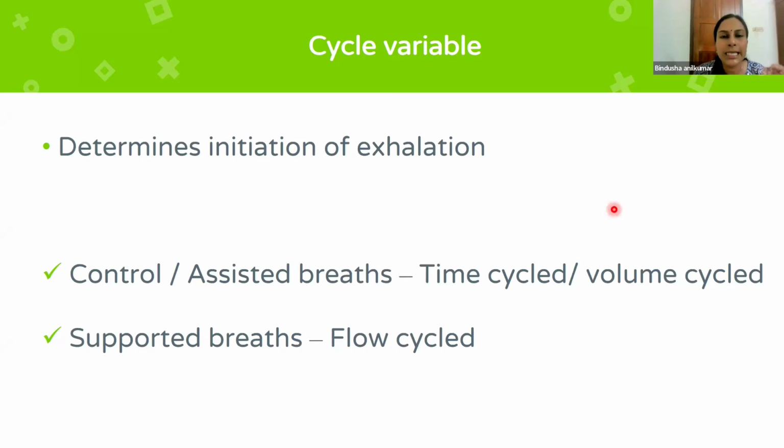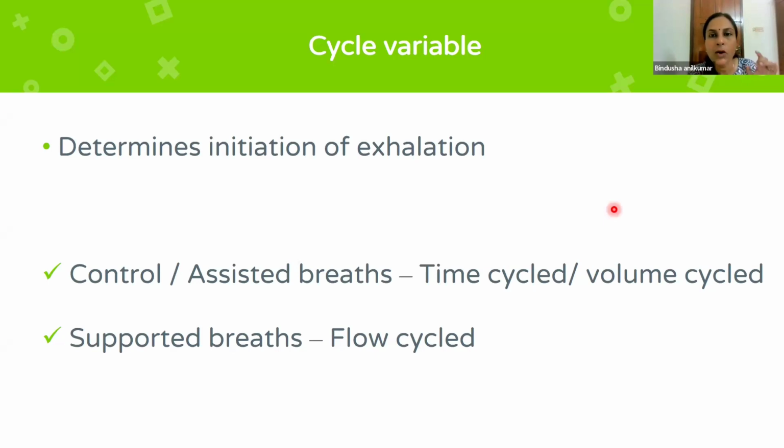Okay, so cycle variables are actually of two types. We can say that all the control or assisted breaths are mainly time cycled. That means for the control breath or assist breath, when the inspiratory time that we set is over, the ventilator will cycle into exhalation. So if you are setting an inspiratory time of 0.5 seconds, after 0.5 seconds of inspiration, the ventilator will cycle to exhalation.